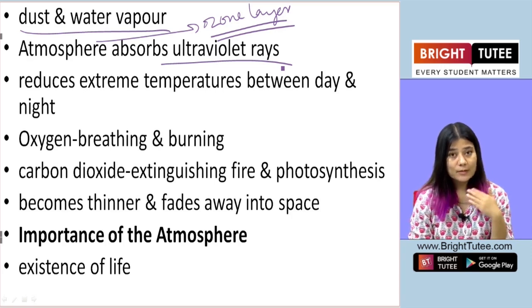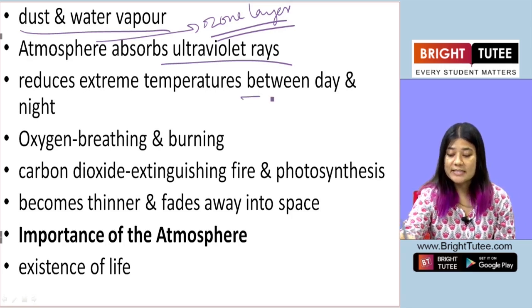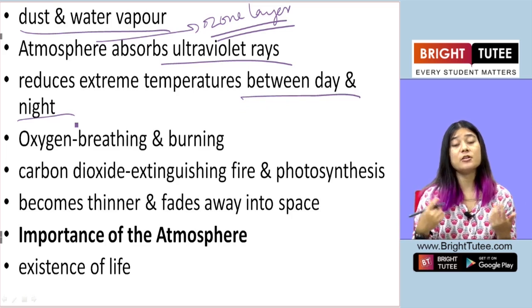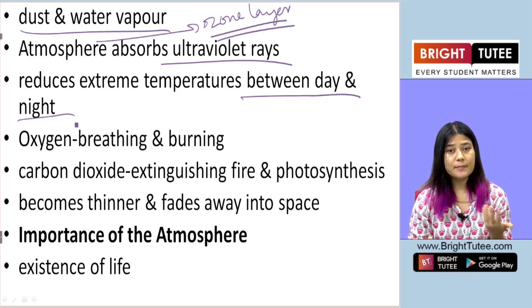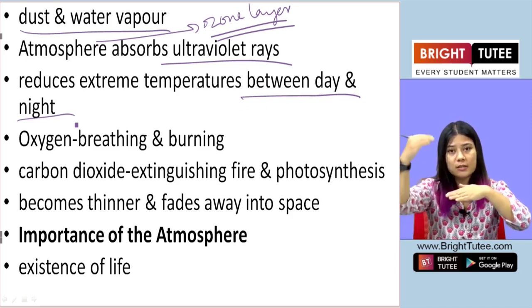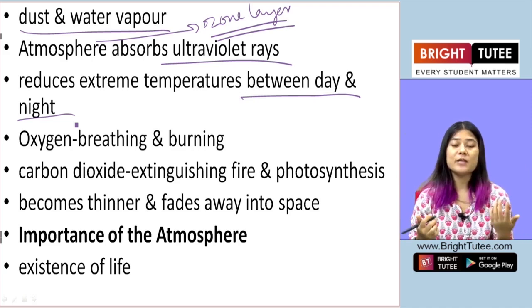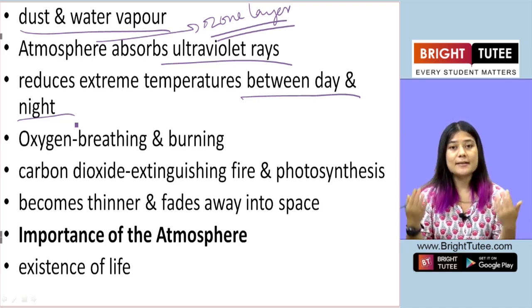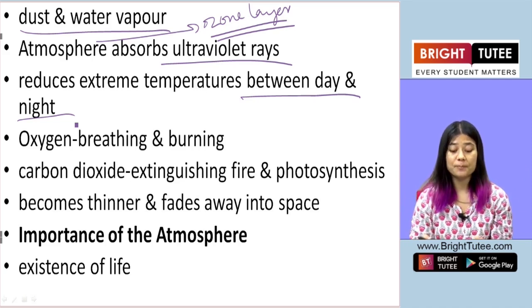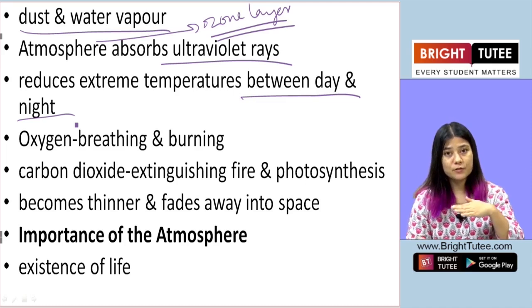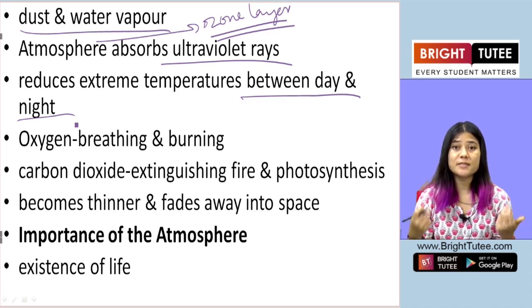Now, the atmosphere also helps maintain the temperature between day and night. It is because of the atmosphere that we do not have extreme temperatures. Had there been no atmosphere to block the sun rays, to block the ultraviolet rays, then we would have extremely hot days, extremely cold nights, and the weather would have been very extreme. But because of the atmosphere, the layers of gases, we do not have such extreme temperatures.